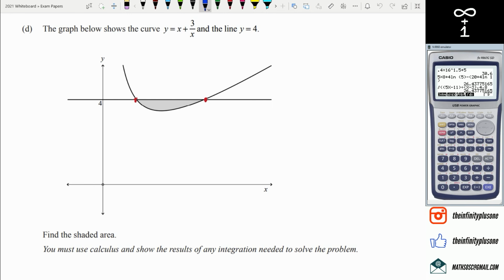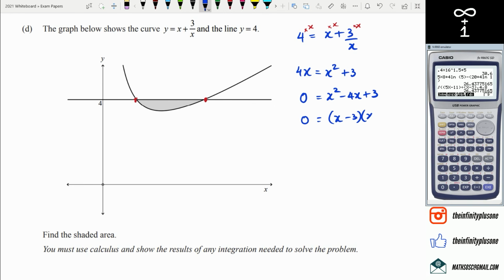The way you're going to do that is you're going to go 4 equals x plus 3 over x. And of course, you have to rearrange this. So I'm going to multiply everything by x here, and I'm going to end up with 4x equals x squared plus 3. If I rearrange this, I get 0 equals x squared minus 4x plus 3. And I've got a little quadratic right there, which is x minus 3, x minus 1.